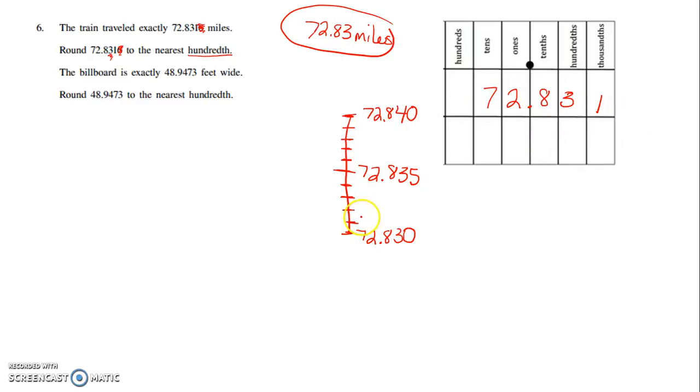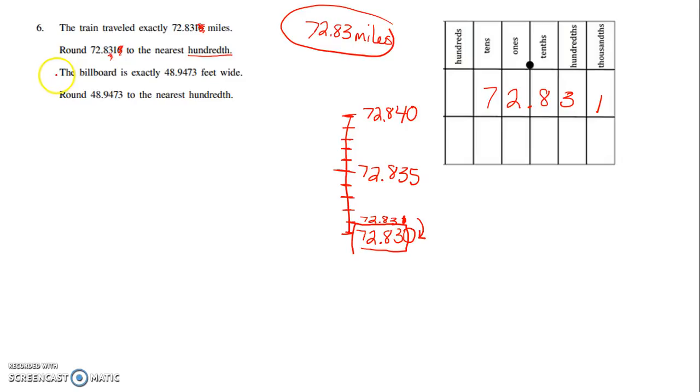So if I want to look, where does this number fall? Oh gosh, this number's way down here, 72.831. It's a whole lot closer to 72.830 than it is to 72.840. So if we're rounding to the nearest hundredths place, we would simply say 72.83. And then I'll do the exact same thing with the next example.